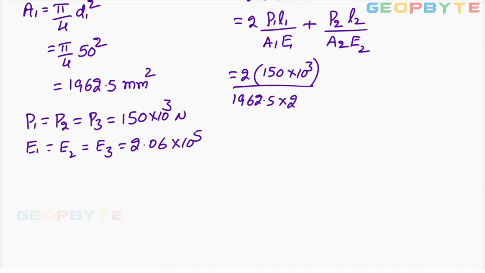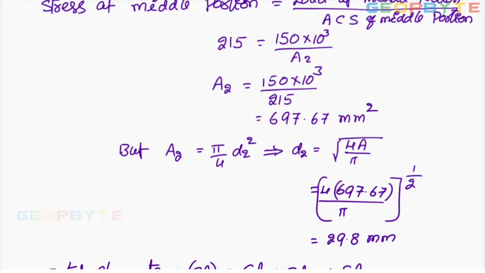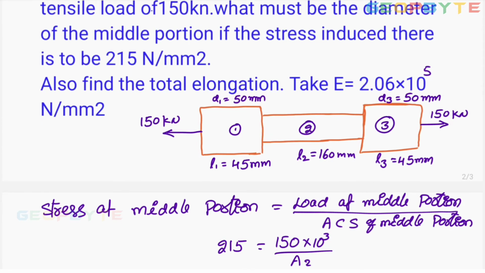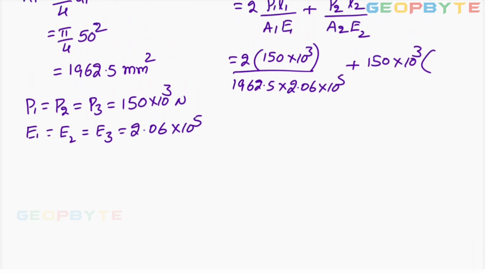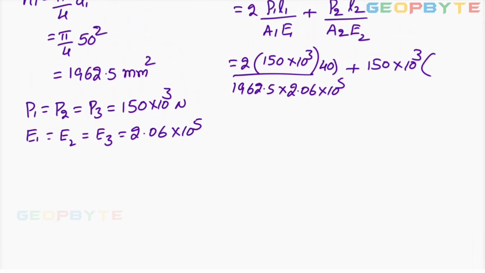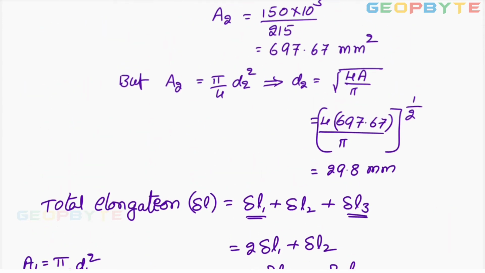So 2.06 into 10 raised to 5, plus P2, also 150 into 10 raised to 3, into L2. Of course, here I forgot to write the L1 value. Look at the L1 value: L1 is 45, L2 is 160. Here I should multiply with 45. This is 160 divided by A2. A2 you got is 697.67.